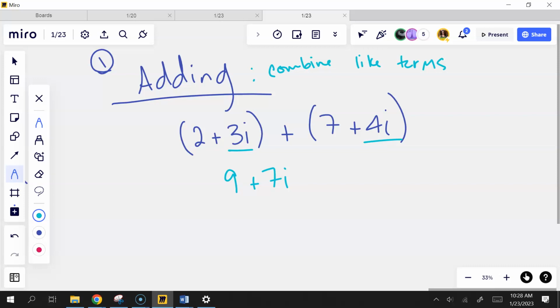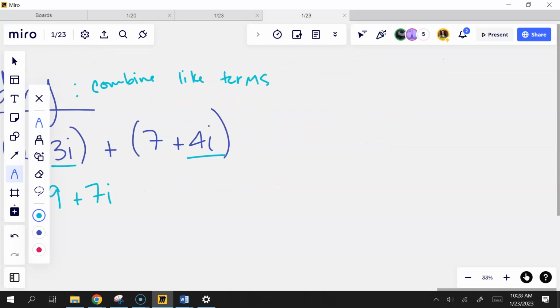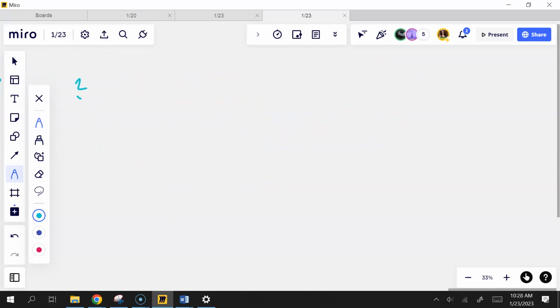Do I need to do another one of those? Are y'all okay? You're not solving, you're just adding. You see what I'm saying? Okay, I said we're going to add, subtract, multiply, and divide. All right. Subtraction is pretty much the same thing, only.